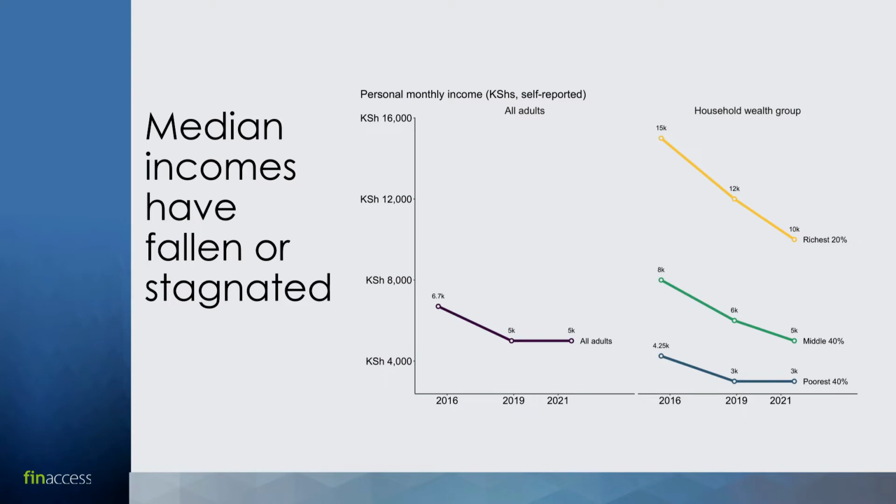And that really drives outcomes for the rest of the population, because as we know, many of our wealthier Kenyans actually support lower income Kenyans through remittances and social networks. So that has big reverberations and implications across the population.